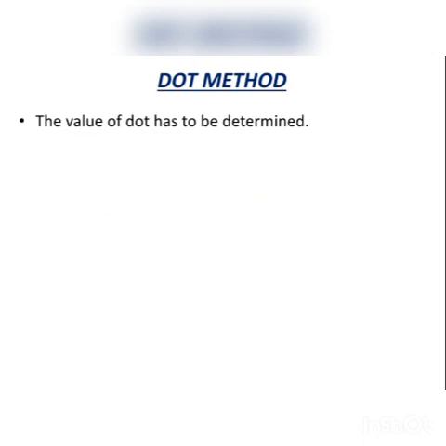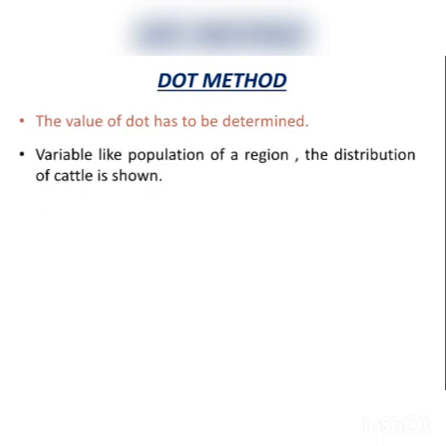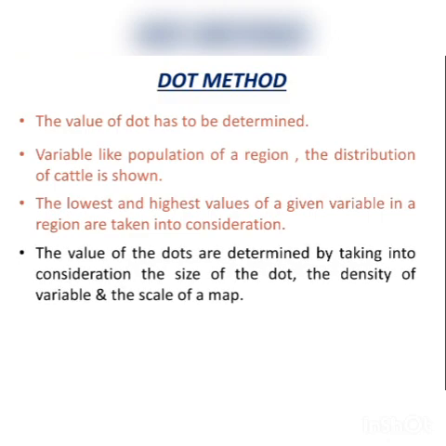The value of the dot has to be determined. Variables like the population of a region or the distribution of cattle are shown. The lowest and highest values of a given variable in a region are taken into consideration. The value of the dots is determined by taking into consideration the size of a dot, the density of the variable and the scale of the map.